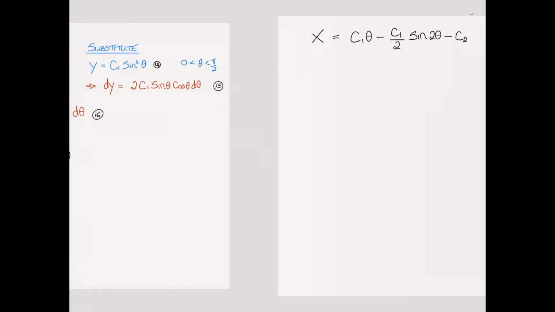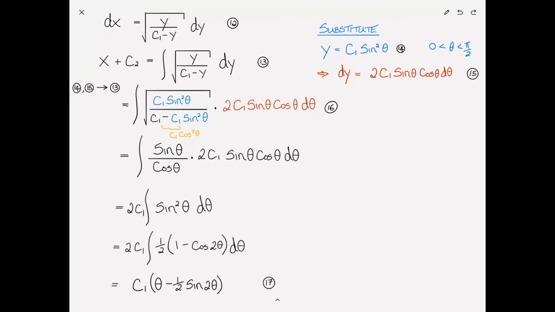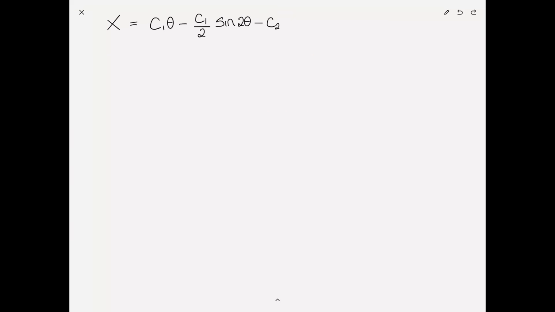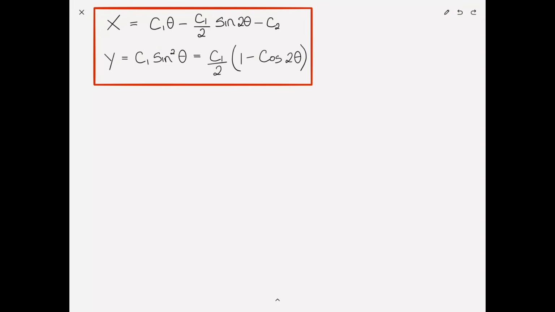And we also have an equation for y. Remember, this comes from equation 14 where we made the substitution. y is equal to c1 sine squared theta, which can be rewritten as c1 over 2 times 1 minus cosine 2 theta using a trig identity. And that's it, we're done. Let's put a red box around that, give it some numbers.